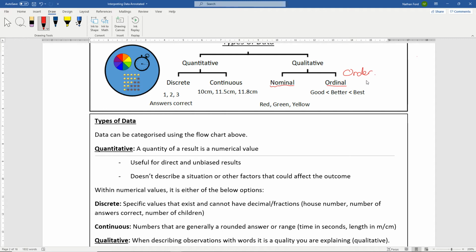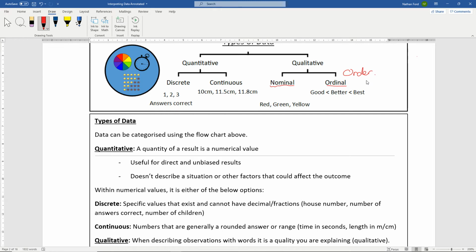So if I think of good, better, or best, I can put that in an order, good being the least best of those options and best being the most best out of those options. So I can put it in an order, which is really useful when I start doing things on graphs and displaying data. So ordinal data is any qualitative data that you can order.